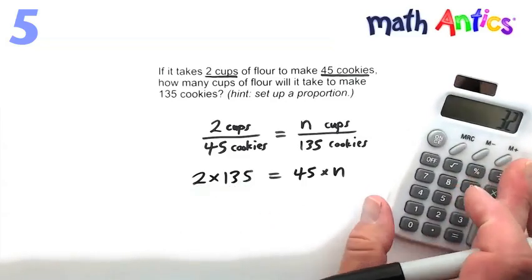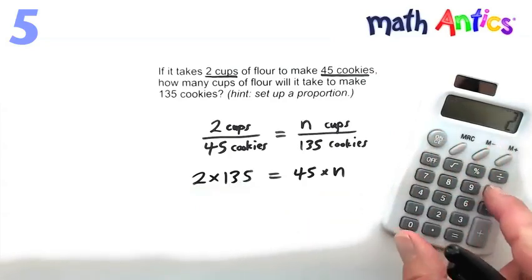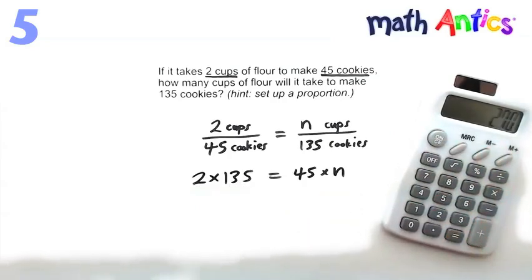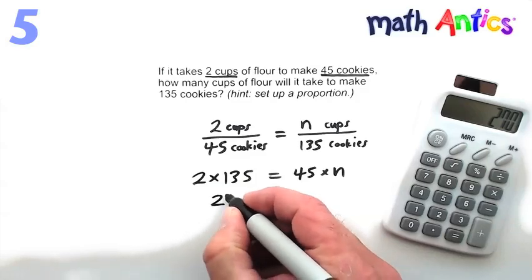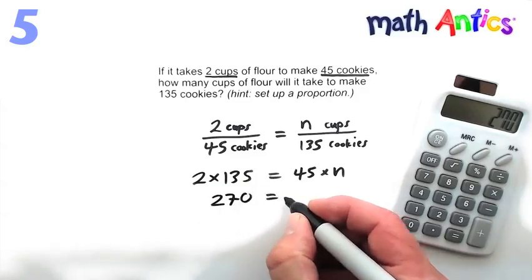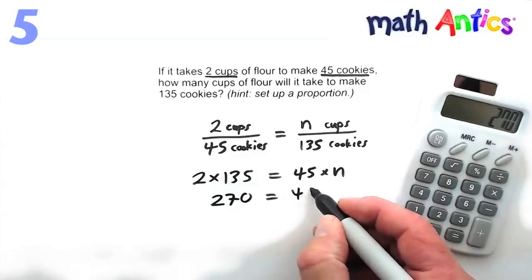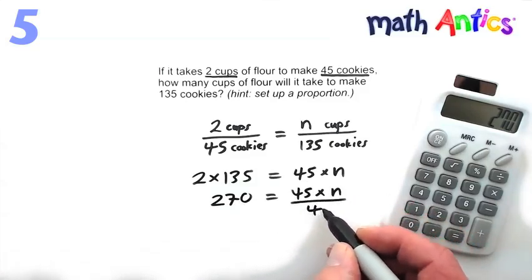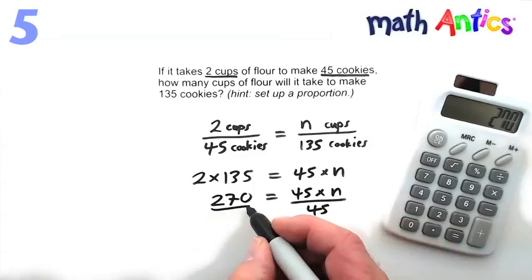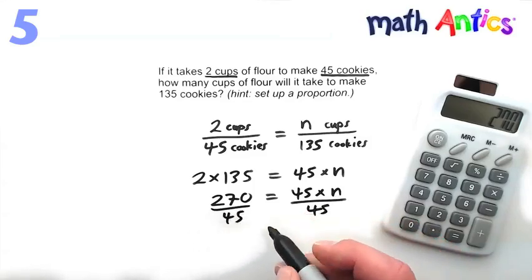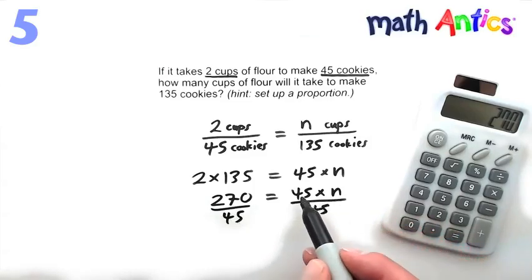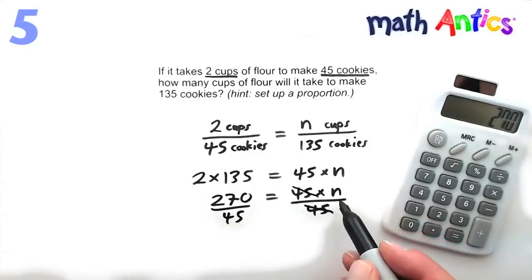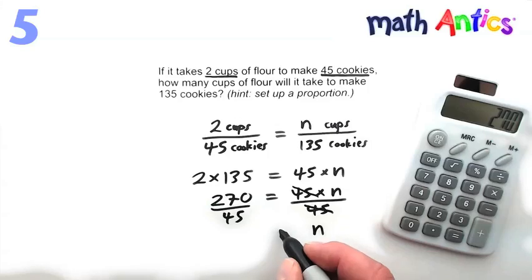We can use our calculator again. So let's do 2 times 135. That equals 270. And on this side, it's still 45 times n. So let's divide by 45 to get n all by itself. Both sides of the equation need to be divided by 45. That means over here, the 45s will cancel, leaving just n all by itself.